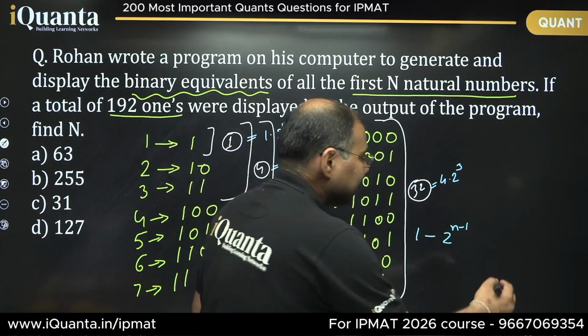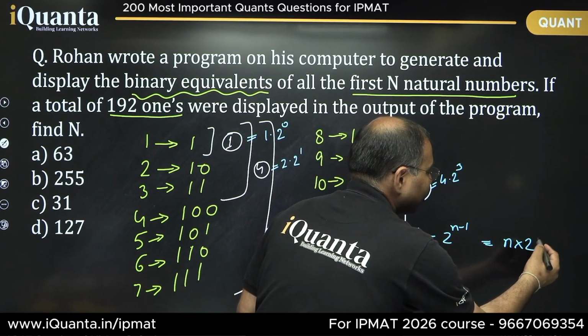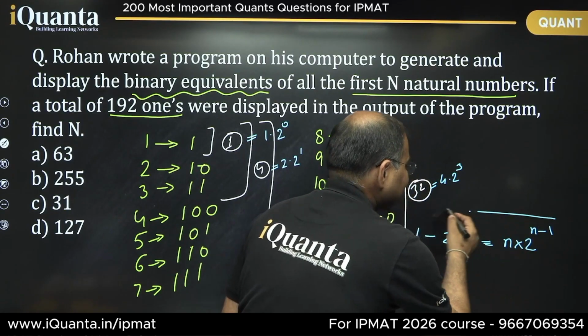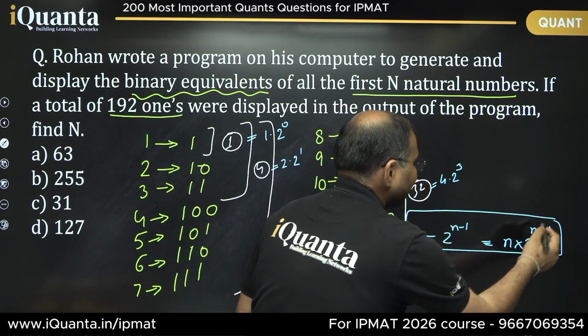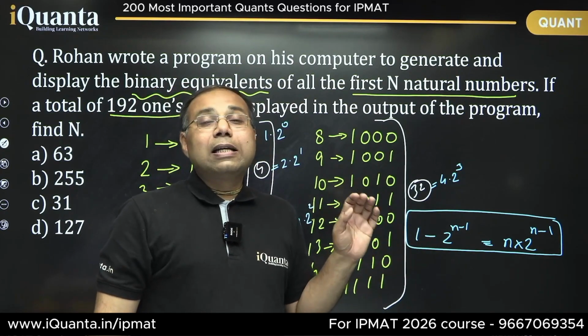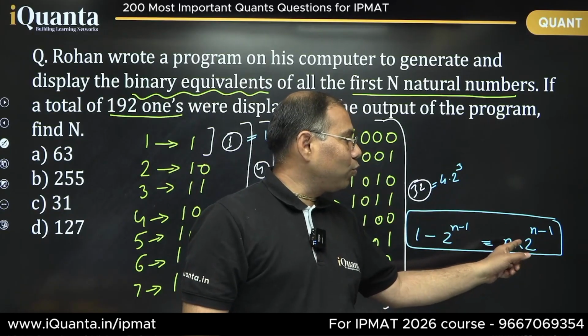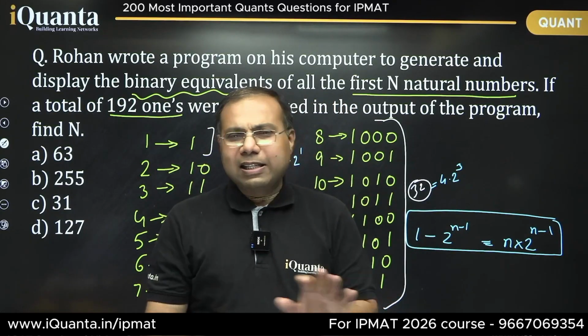So how many times the digit 1 would be used? It is going to be n into 2 raised to power n minus 1. So that is the conclusion here. So when we write all natural numbers from 1 up to 2 power n minus 1, how many times the digit 1 would be written here? It is going to be n times 2 raised to power n minus 1. That's it. That's the net conclusion.